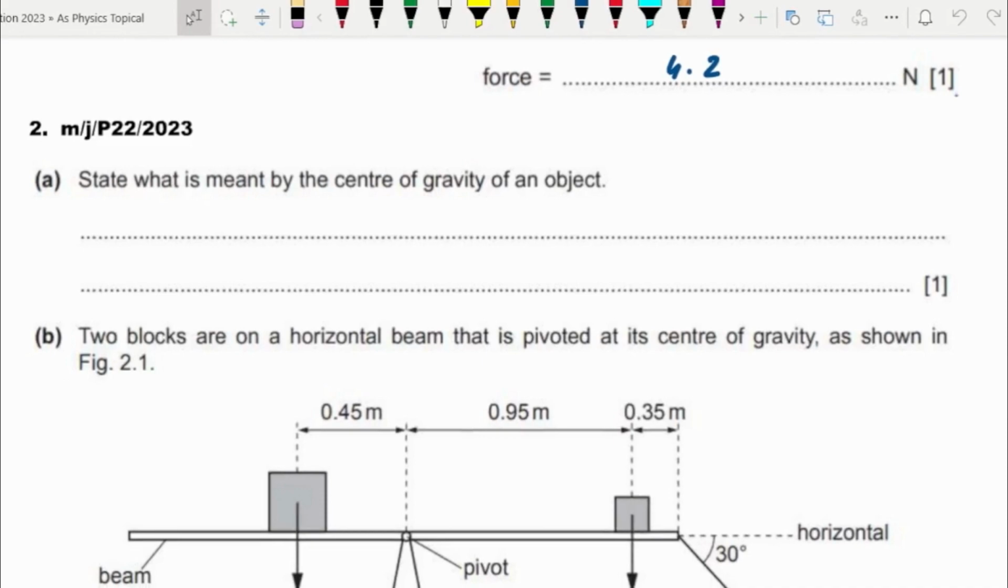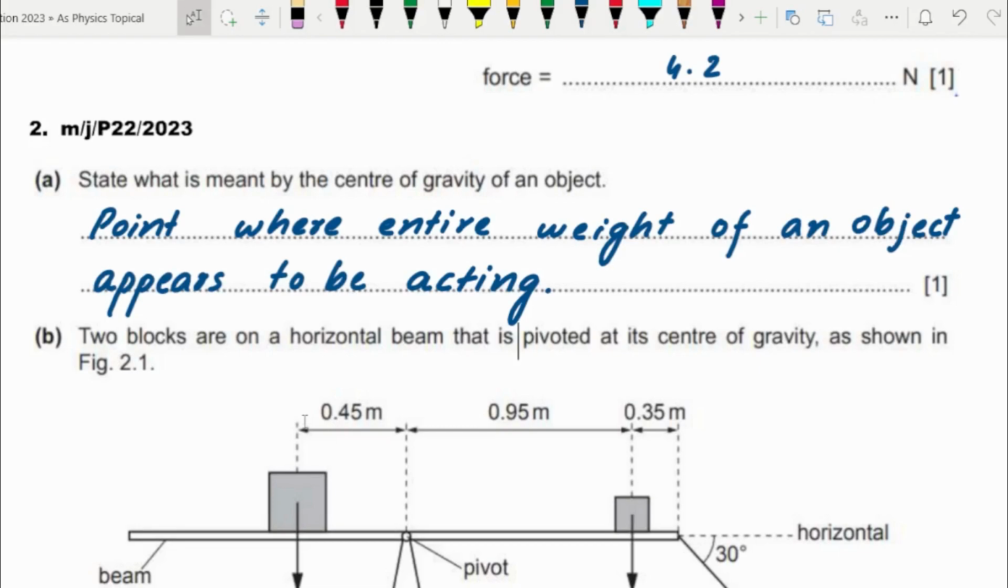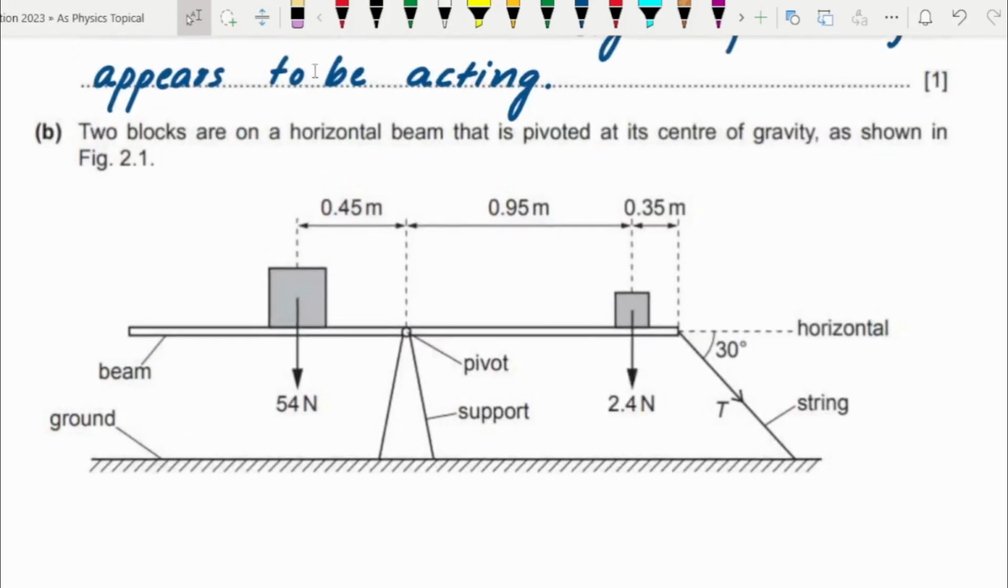Alright, so here we have the second question from the 2023 paper 2-2 May June. Part A says, state what is meant by the center of gravity of an object. This is how we define it: the point where the entire weight of an object appears to be acting. This is our center of gravity of the object.